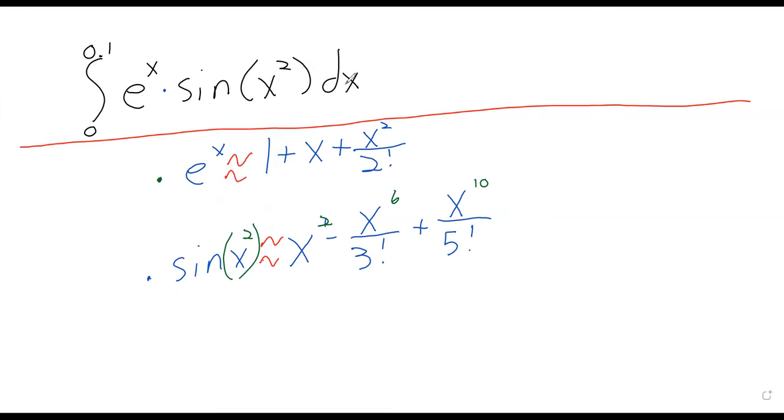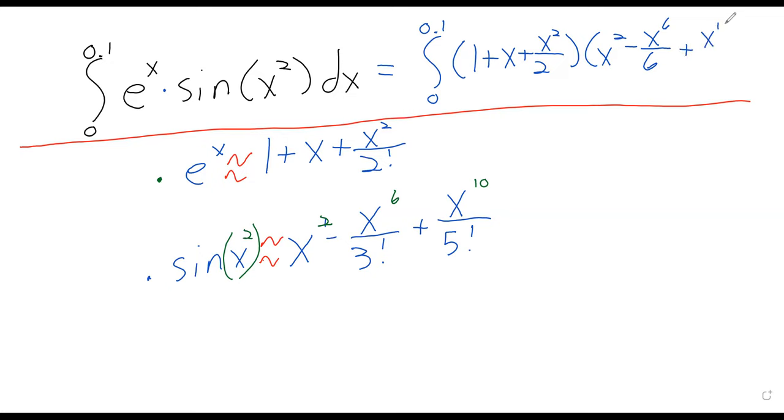e to the x times the sine of x squared is about the same as 1 plus x squared over 2 factorial times x squared minus x cubed over, when we're integrating, we're going to need numbers. 2 factorial is 2, 3 factorial is 6, 5 factorial is 5 times 4 is 20, 20 times 3 is 60, 60 times 2 is 120.